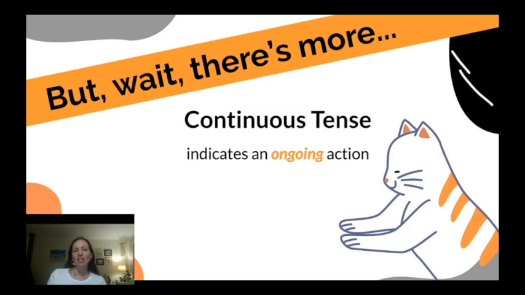So what is a continuous tense? Well, the continuous tense indicates an ongoing action. So for this, we make use of our present participles, and those are our verbs that end in ing.